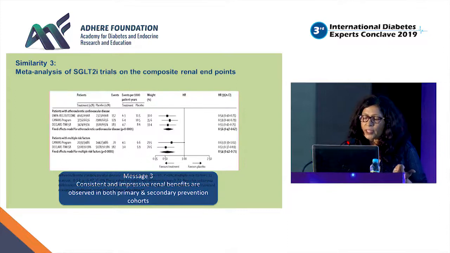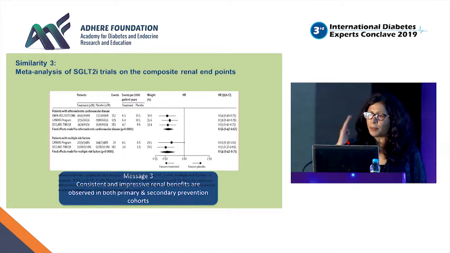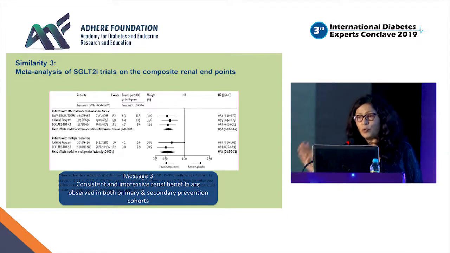Now, composite renal endpoints, SGLT2 inhibitors have a fantastic renal outcome and they protect kidneys. In a minute, I will come into a very interesting slide. It's consistent and impressive. Now we have the CREDENCE which showed the canagliflozin, but all of them, they have impressive renal benefits which are seen in patients with established cardiovascular disease as well as patients who do not have established, just high risk cases.